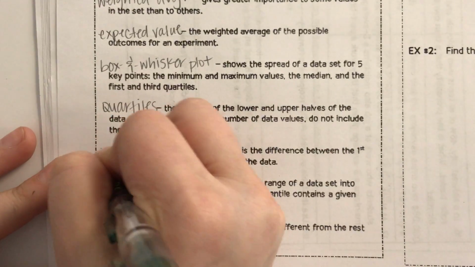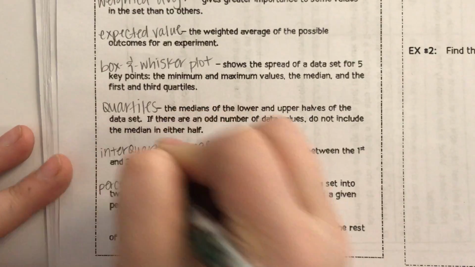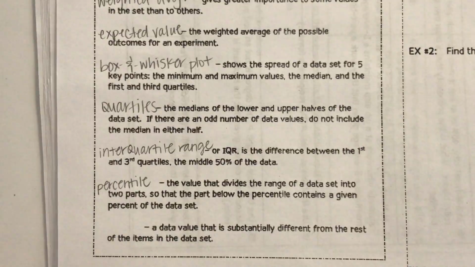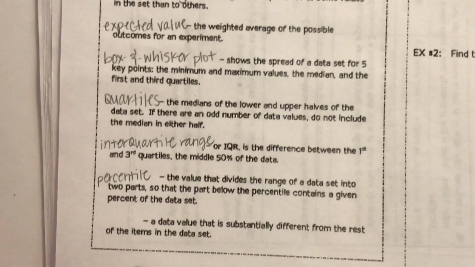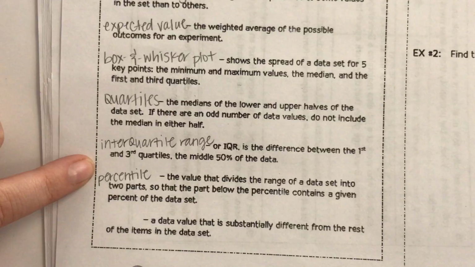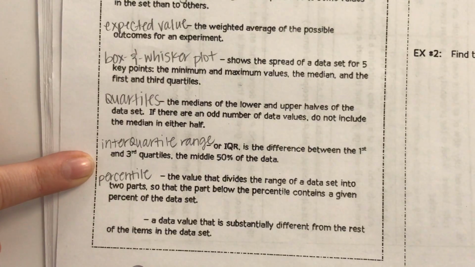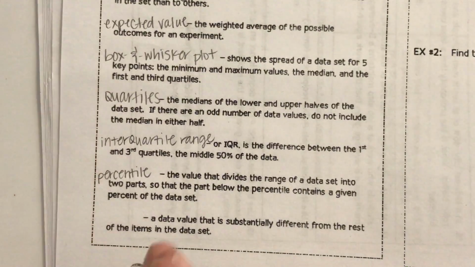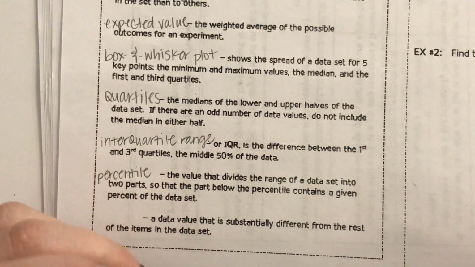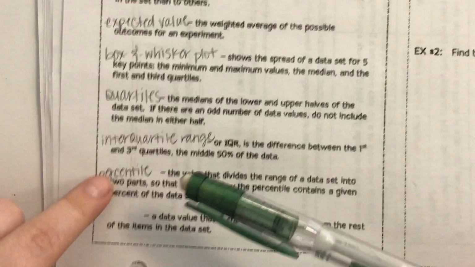A percentile is the value that divides the range of a data set into two parts, so that the part below the percentile contains a given percent of the data set. We're going to deal a little bit with percentiles. Maybe when you have a little sibling that was born and people are talking about, oh, what percentile are they in? That has to do with what percent of babies are below a height in that range. I'm still not quite sure how babies are classified in percentiles. But anyway, we're going to deal with percentiles.